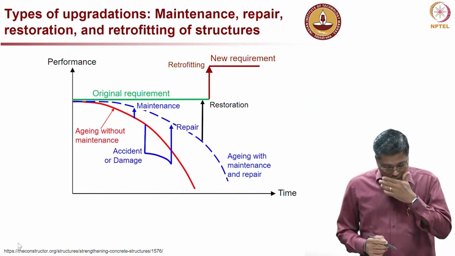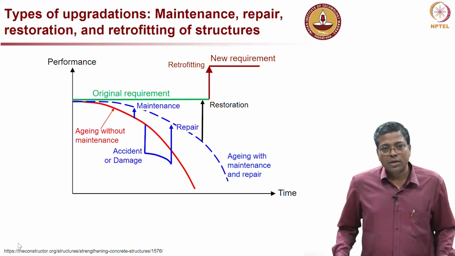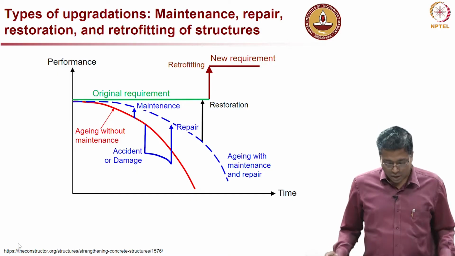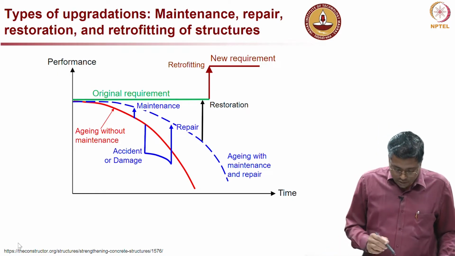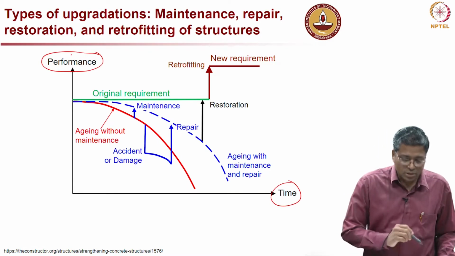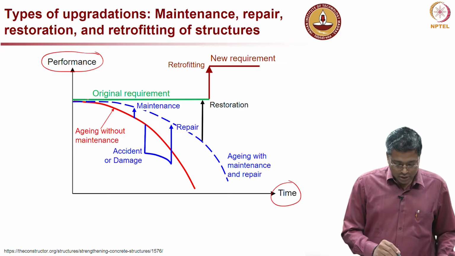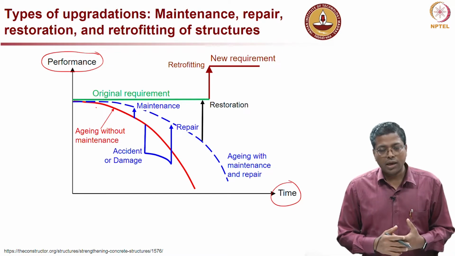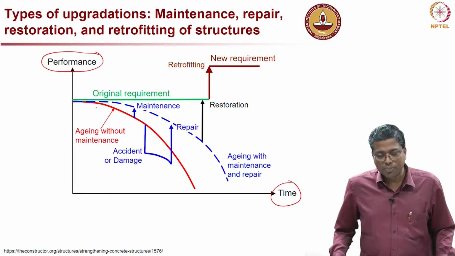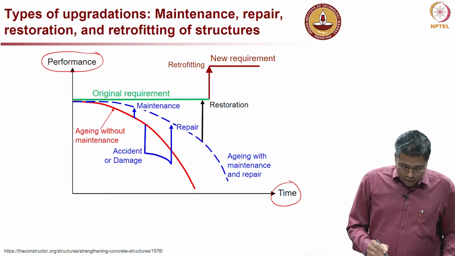Now, what are the types of upgradations which we talk about? First maintenance, repair, restoration and retrofitting. So, we will talk about these four when they come into action and what is the difference between these. Very similar to the previous slide, we are looking at time versus performance level. And let us first look at the red curve, which is how the structure would behave if there is no maintenance. So, you can see that the performance level keeps decreasing as a function of time.